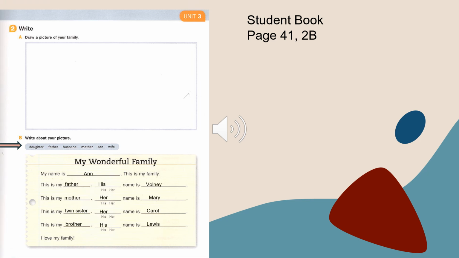Here is what I wrote about my family. And I say, my name is Anne. This is my family. This is my father. His name is Volney. This is my mother. Her name is Mary. This is my twin sister. Her name is Carol. This is my brother. His name is Louis. I love my family.